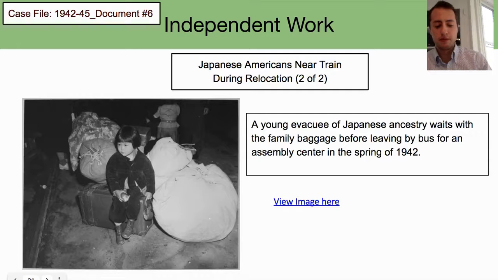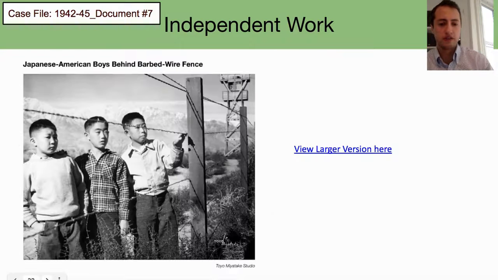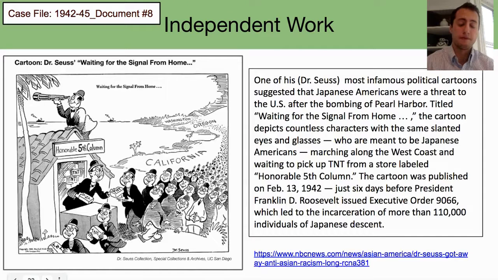So we've got some images of families and children traveling to the internment camps. We have an image of Japanese American boys behind barbed wire. This is a very interesting document to break down with students. A lot of them are going to recognize Dr. Seuss, and in fact, a lot of other lessons will discuss Dr. Seuss because he has a lot of politically relevant cartoons. But this is not one of his finer hours.